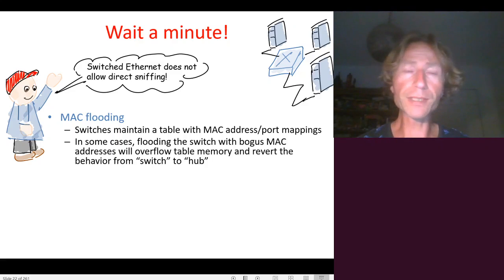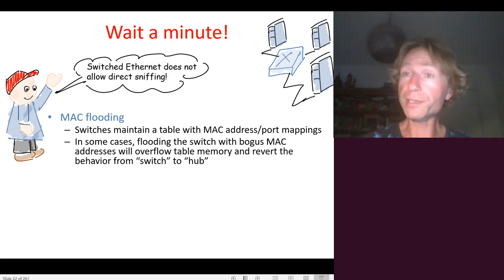So if there's traffic for a MAC address that it doesn't know about, that is no longer in the switch table, it will simply send it out to all the outgoing ports. And then the switch essentially becomes an old-fashioned hub, a broadcast medium again.